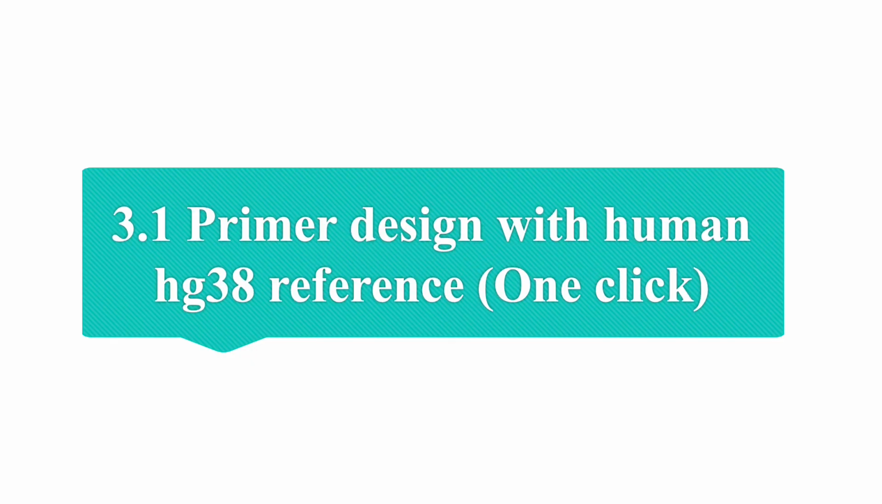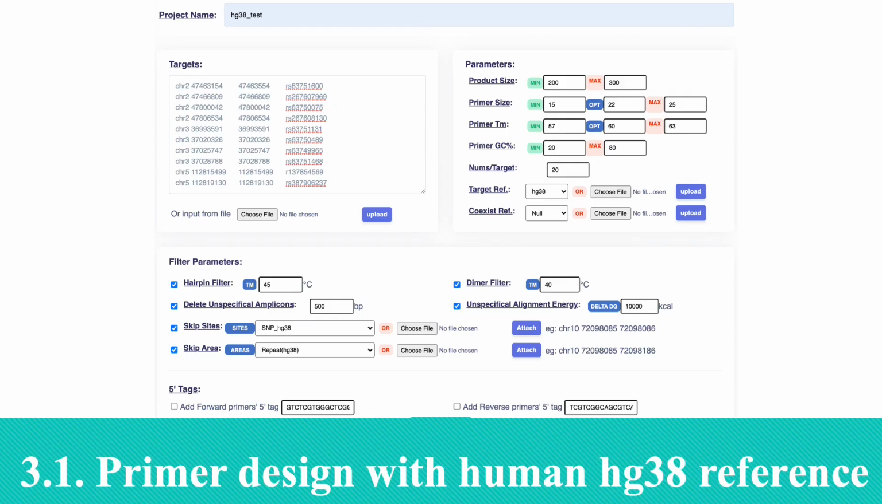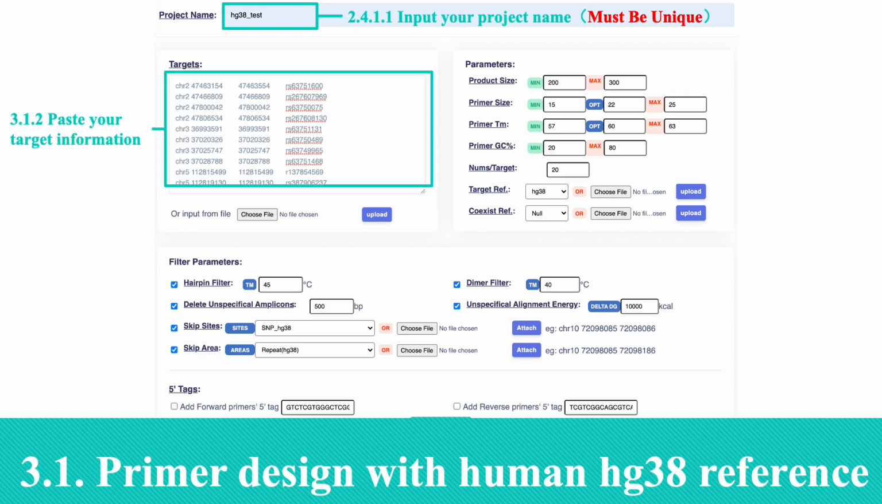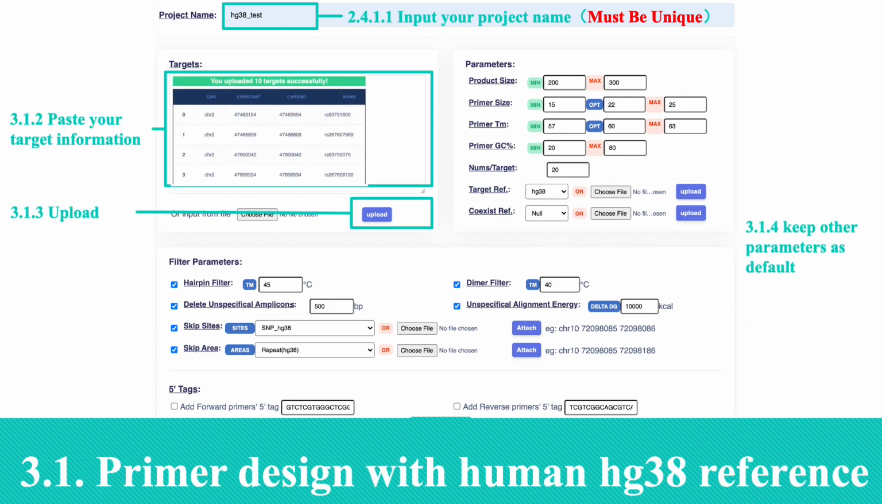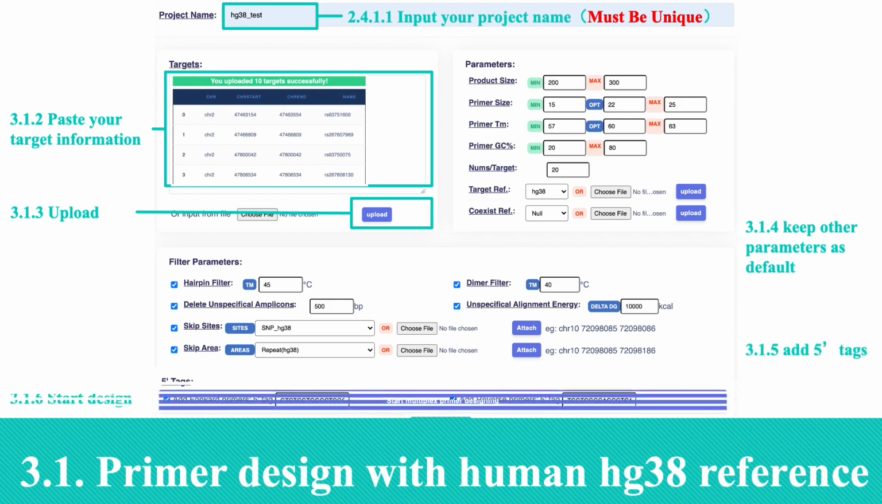Example: primer design with human HG38 reference, one click. Input your project name, which must be unique, first. Then paste your target information. Upload. Keep other parameters as default. And you can start your primer design.